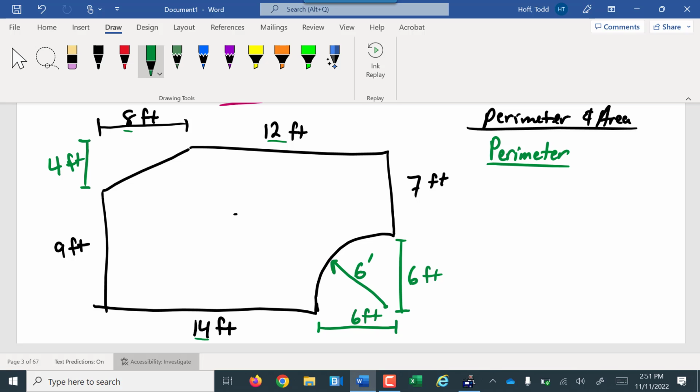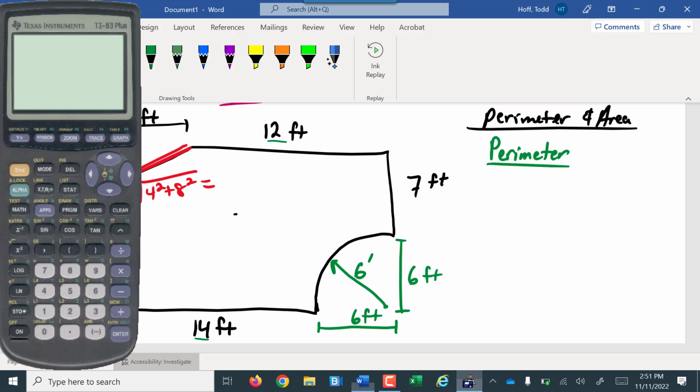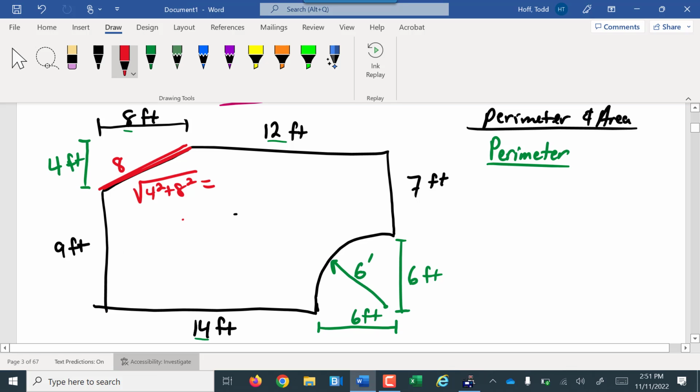So now there's 2 pieces we need to find in order to put the perimeter together. We need to find this length right here. How are we going to find that? So the square root of 8 squared plus 4 squared, 4 squared plus 8 squared, either way will work. So square root, 8 squared plus 4 squared. 8.94 we get. Feet.